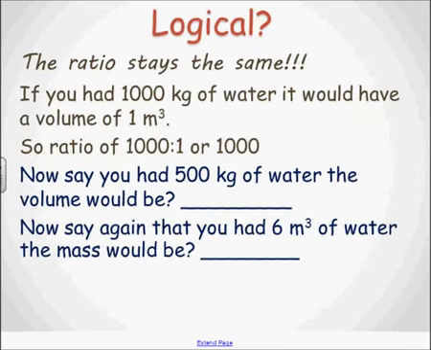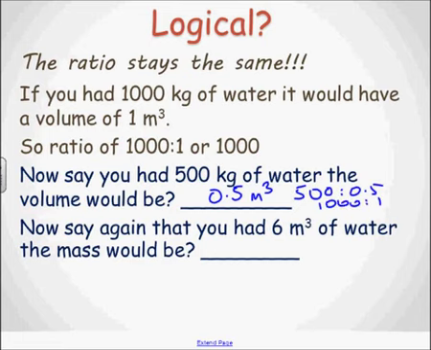So if you had 1,000 kgs of water, it would have a volume of 1 meter cubed. So a ratio of 1,000 to 1, or 1,000. Now say you had 500 kgs of water, the volume would be 0.5 meters cubed. We've halved it, so we're going to keep the same ratio. So that's 500 to a half, which is the same as 1,000 to 1. Now say again that you had 6 meters cubed of water, what would the mass be? We're going to have the same ratio. If it's going to be something to 6, it must be 6,000 kgs.